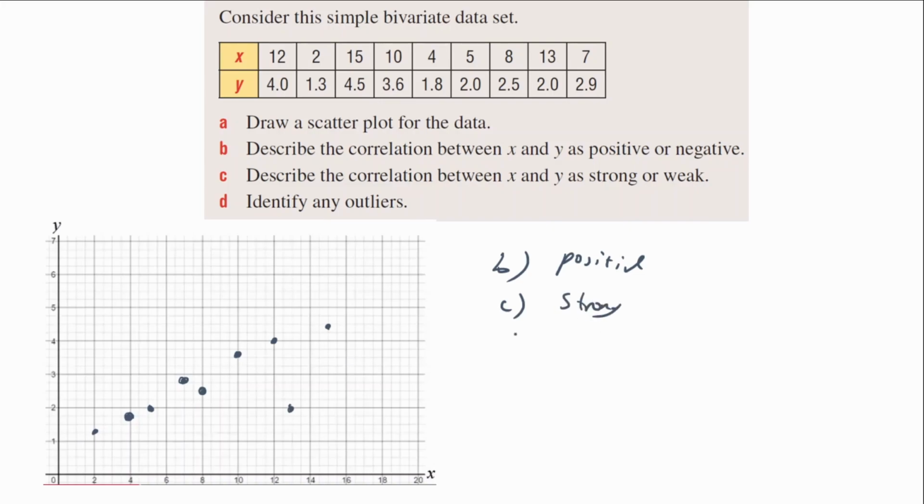And question D, identify any outliers. There's one outside of the rest of the data, so that will be an outlier, and find the coordinates for that. This one will be 13, 2.0. So my outlier is at 13, 2.0. Give yourself a tick for each one you got correct there.